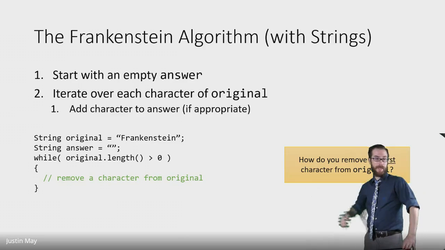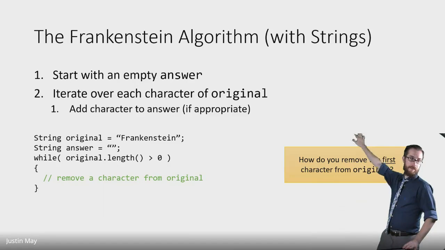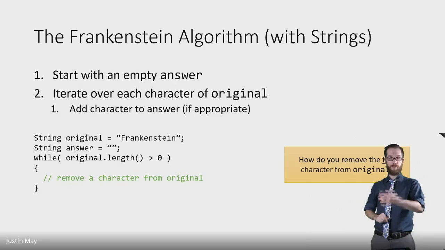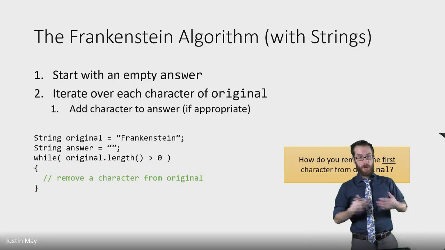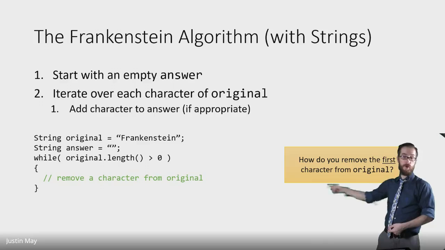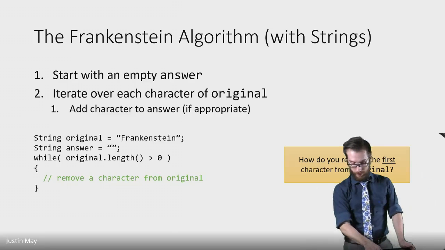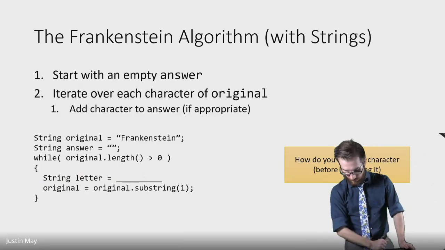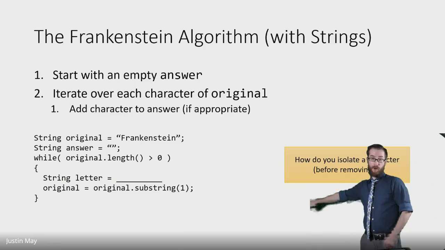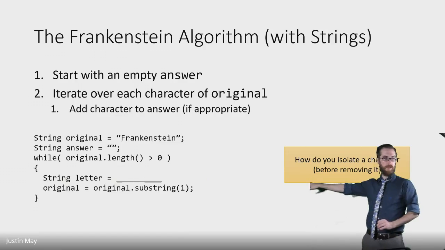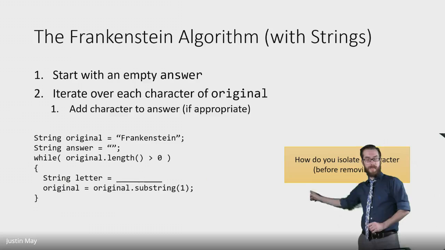And what's the thing we're doing? There's a comment here that's telling us it's the same thing from the algorithm. We're going to remove a character from original. So while there are some characters in original, we're going to remove one of them from the original. Okay, so here's what that code's going to look like. The second line of code is what does the removing. So original is assigned the value of original.substring(1).